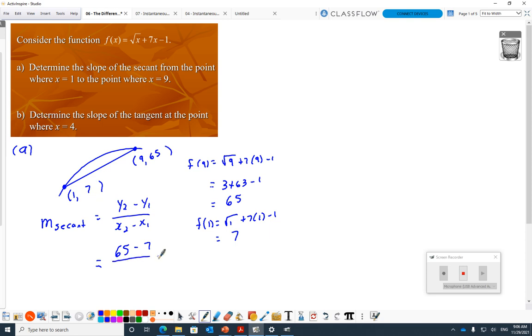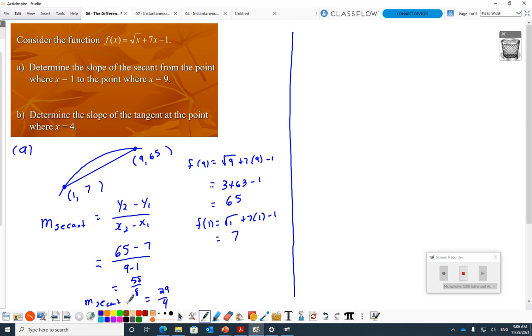over 9 minus 1. 65 minus 7 is 58 over 8. And maybe I could reduce that down a little bit to 29 over 4. That's the slope of the secant.